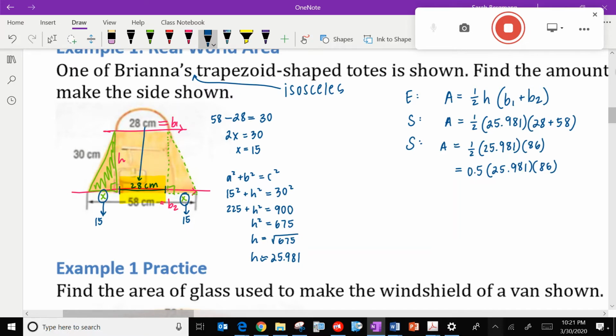And that should give you that the area equals 1,117.173. So my answer plus units, the area, well, they didn't really ask for area specifically. They asked for the amount of fabric. So we'll say the amount of fabric is 1,117.173 centimeters squared.